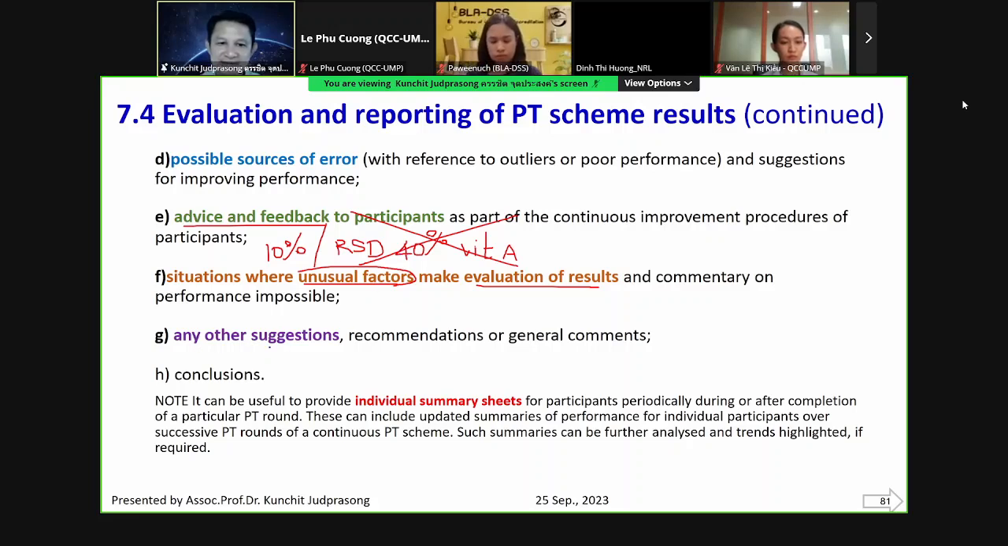Or any other suggestion, recommendation, or comment, this is what we need from the expert. And conclusion. Program of the continuity.